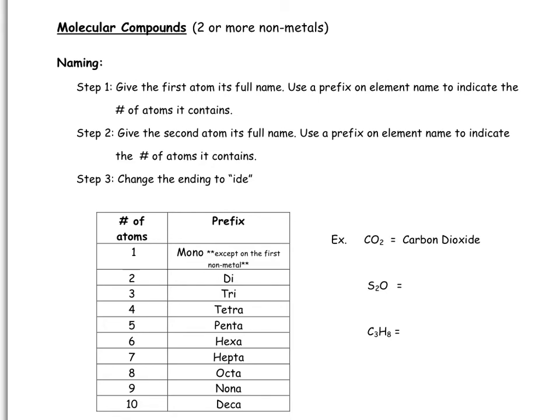For example, if given the formula CO2, the name would be carbon dioxide. It contains 1 carbon and 2 oxides. Monocarbon dioxide technically is also correct, but the mono is not necessary in the name because it's on the first element. Try to name these 2 examples.